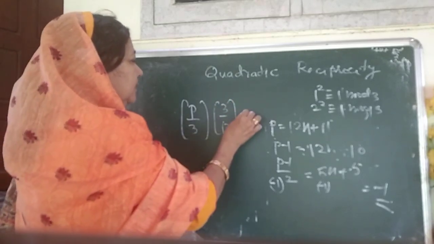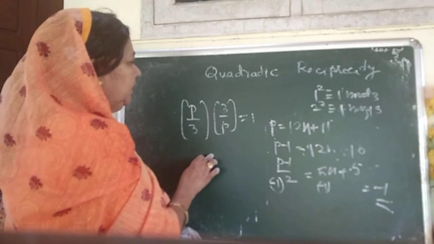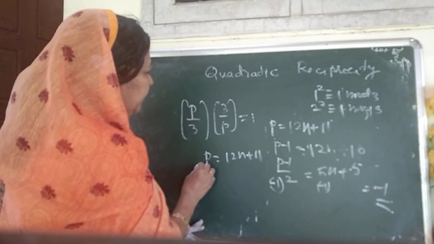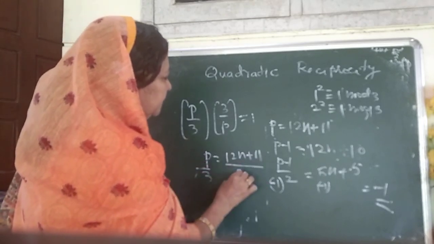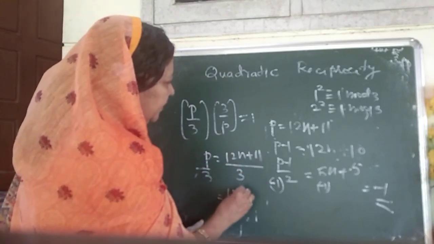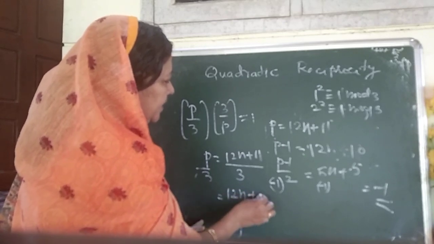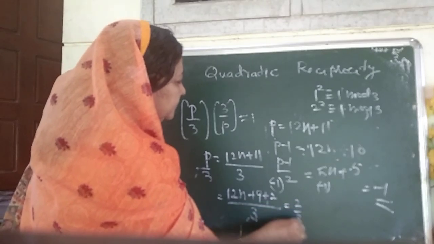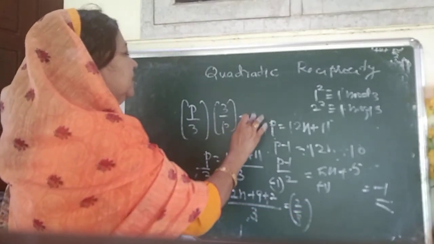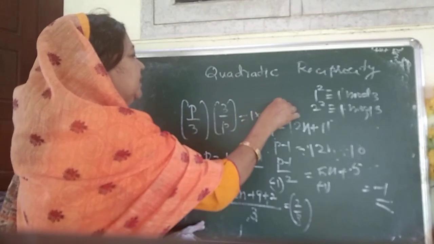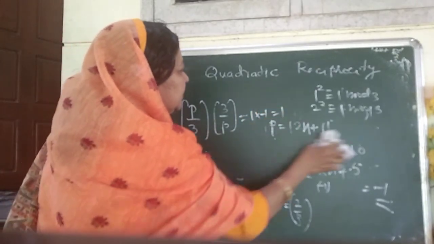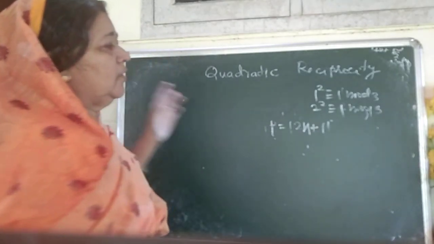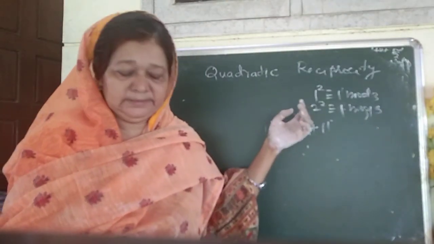But if P is equal to 12n plus 11, P by 3 is equal to 12n plus 9 plus 2 by 3. That is 2 by 3. But 2 by 3 is equal to minus 1. Therefore, minus 1 into minus 1 gives 1. Hence, we have seen that if P is of the form 12n plus 11, then 3 belongs to the quadratic residues modulo P.